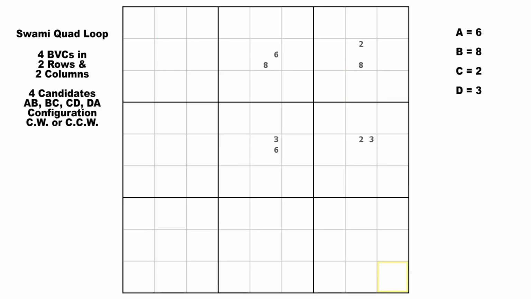So here we have 4 by-value cells that are situated in 2 rows and 2 columns, and this time they form a perfect square, which is fine. And we've got 4 candidates, AB, BC, CD, and DA. So by now you should quickly realize that you can eliminate the 8s from the rest of row 2, the 2s from the rest of column 8, the 3s from the rest of row 5, and the 6s from the rest of column 5, okay?